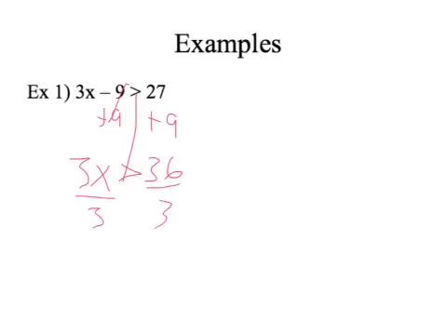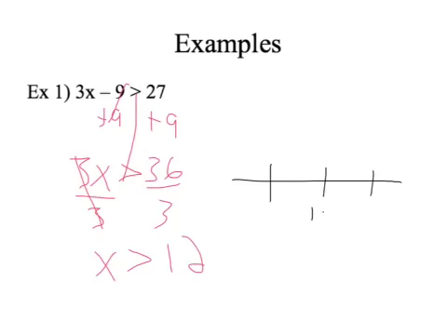Okay, this is where you have to stop and check yourself. Is 3 positive or negative? This 3 is positive, so my sign stays the same. And 36 divided by 3 is 12. So we need to make a number line to graph it. I like 3 numbers on the number line with the answer in the middle, and a number on each side.